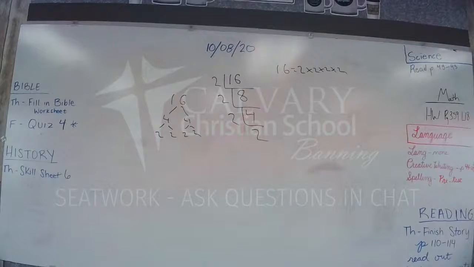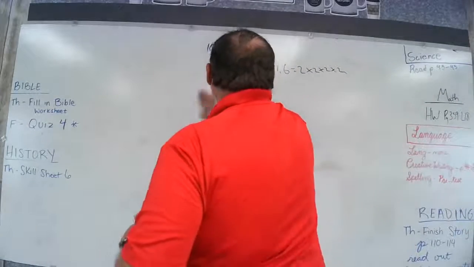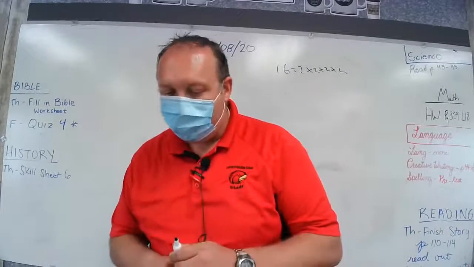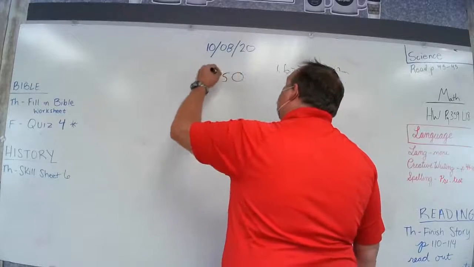Okay, some of you still have some issues with this. Let's go over this. I said to skip over letter B because letter B is probably one of the hardest ones. We have 50, so we're going to do letter C.